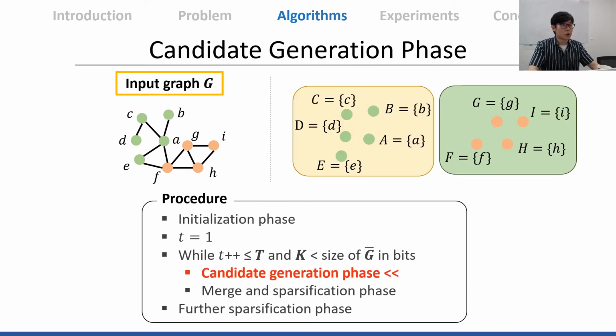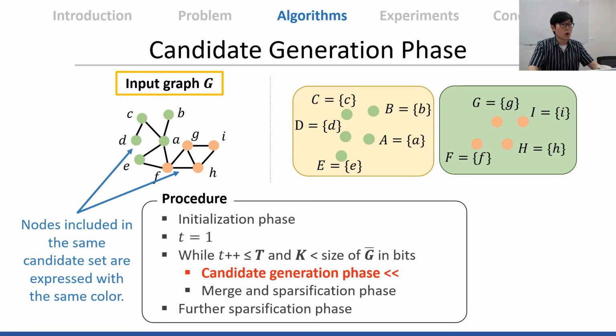Merging two randomly chosen supernodes is unlikely to reduce the cost function. Thus, in the candidate generation phase, we search for sets of supernodes whose merger is likely to significantly reduce the cost function. We call such sets candidate sets. Each candidate set consists of supernodes that are within two hops of each other.